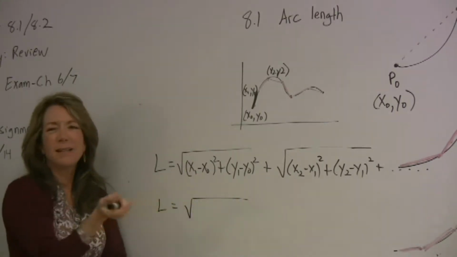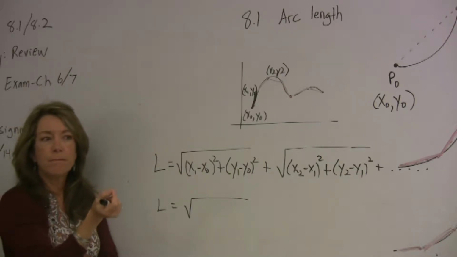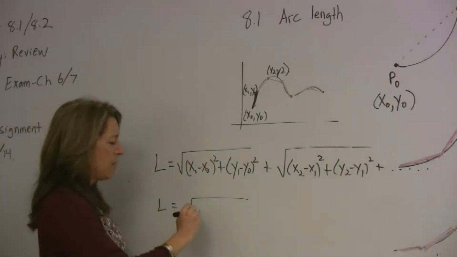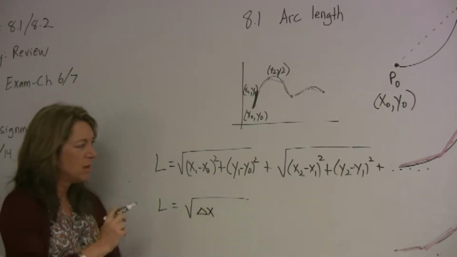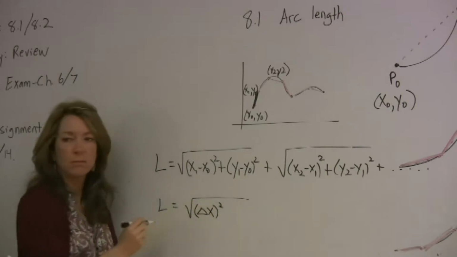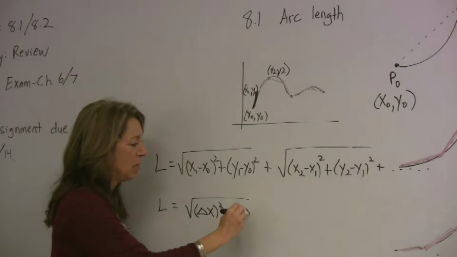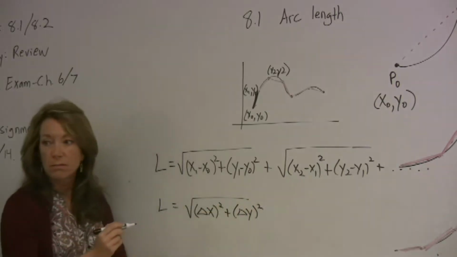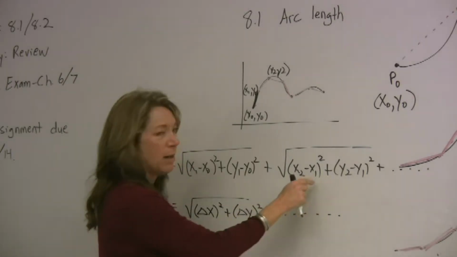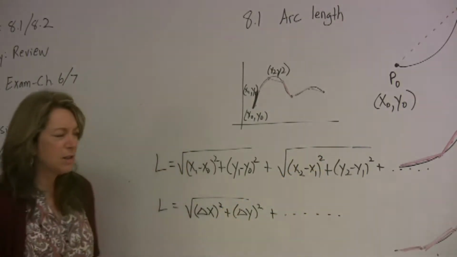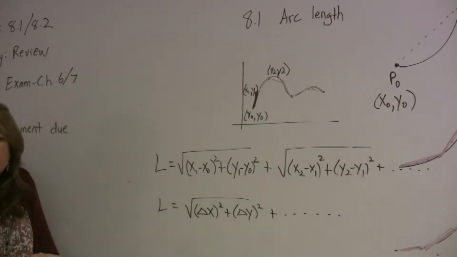What does x1 minus x0 represent in words? A change in x. I'm going to write that as a delta x, a change in x. However much x changes, that change in x is going to get squared. And this one is a change in y. And then the same thing would happen if I kept going, right? A change in x and a change in y, and a change in x and a change in y. And I could say I want to add all those up.